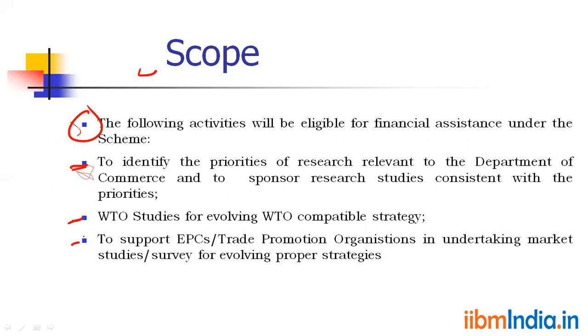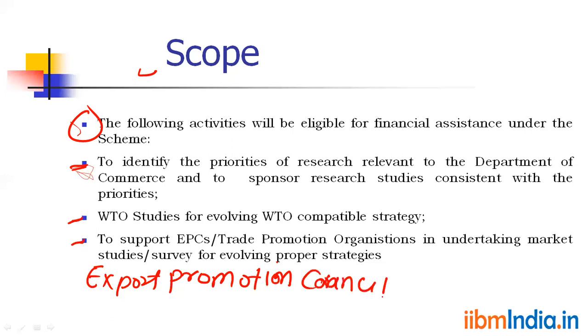And third, to support EPCs. EPC stands for Export Promotion Council. To support EPCs and trade promotion organizations in undertaking market studies and surveys for evolving proper strategies. So these are the activities eligible for financial assistance under the scheme.